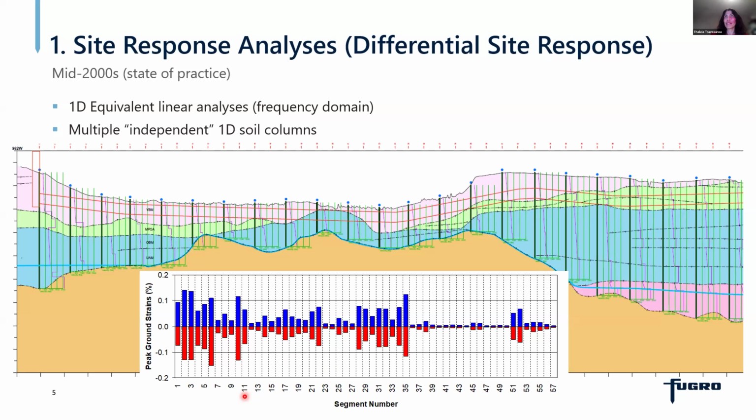We ended up performing independent one-dimensional site response analyses on independent 1D soil columns approximately every 100 meters, computing displacement time histories at the tunnel level, and computing differential displacement every 100 meters, where we had the joints in the tunnel. These would represent free field strains that would impart compression and extension demands, axial demands.